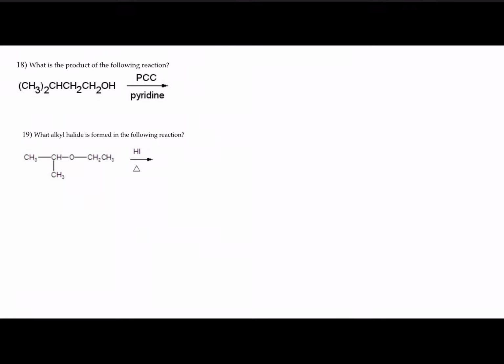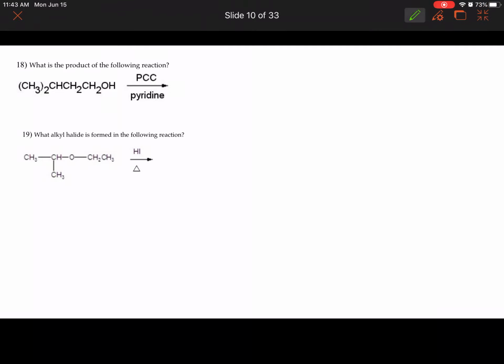Okay, and then the next one, number 18. What is the major product of the following reaction? Now for number 18, we have PCC and pyridine. Now this is a special reagent where even though we have a terminal alcohol, under these conditions, this would only stop at the aldehyde level. It doesn't go all the way to carboxylic acid. Now these things you kind of have to remember or maybe memorize.